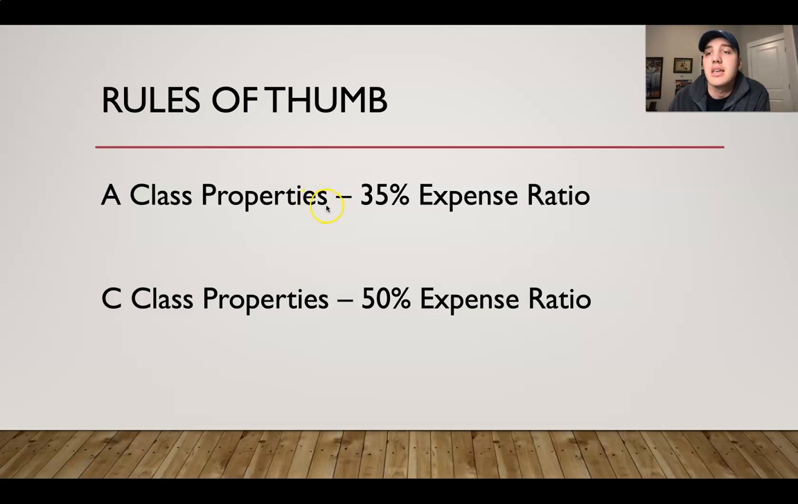But when you see something like a C-class property and they're reporting at like a 30% expense ratio or even less, just be really careful of that stuff, because a lot of times they're misreported or they're really exaggerated, or there could be a lot of things going on with that. But just be careful. Use these as just kind of like a guide, and then do your own research and your due diligence.